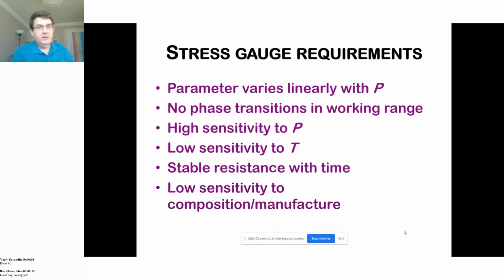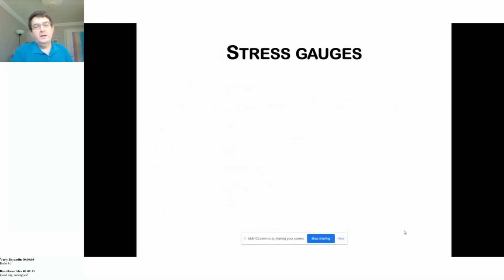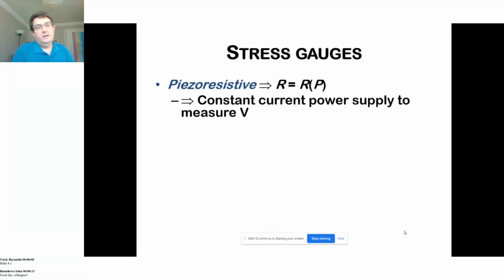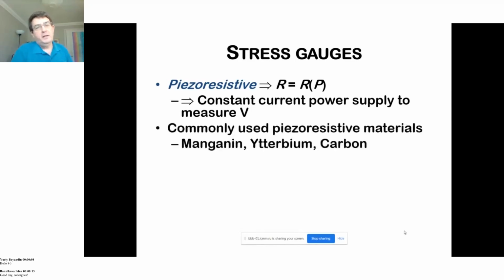And I've mentioned there are stress gauges. So piezo is a word that just means pressure. So piezoresistive: you put a stress pulse to it, and the resistance changes with that stress or with that pressure level. Manganin is probably the most commonly used shock stress gauge.